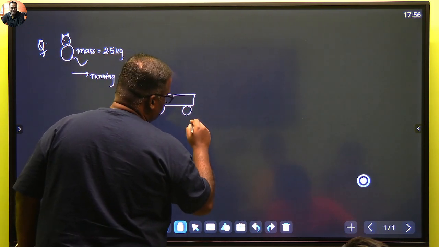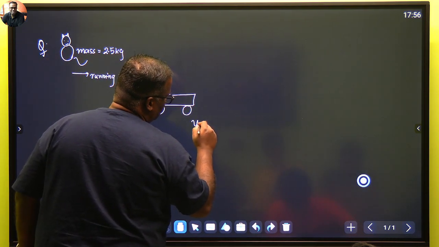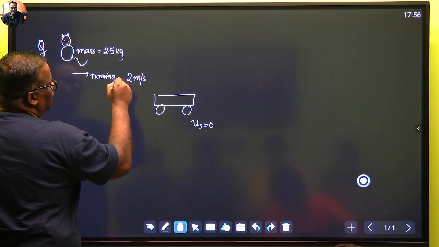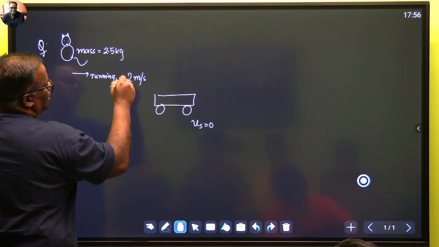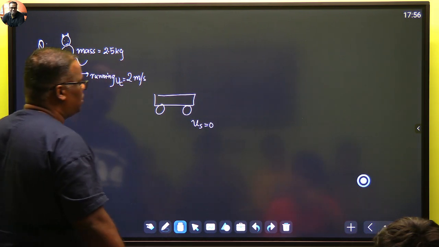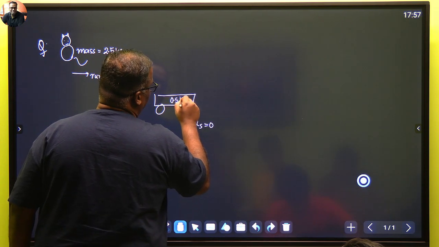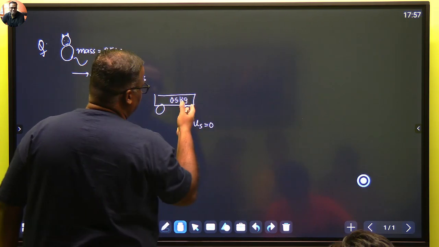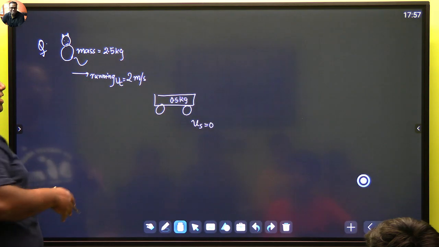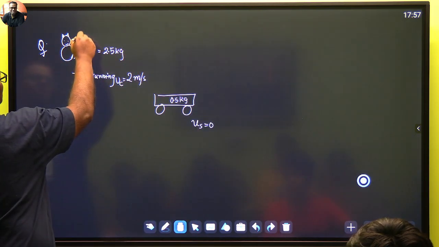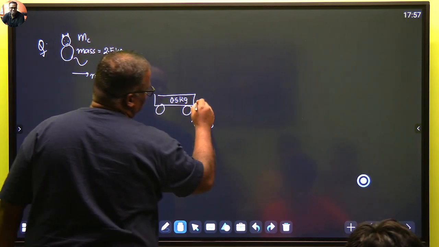So the initial velocity of the skateboard, say us, is equal to 0, and the initial velocity of the cat, that is uc, is equal to this. How much is the mass of the skateboard? This is 0.5 kg. So it should break actually. A 2.5 kg cat will sit on a half kg skateboard. Okay, hang on. This is the mass of the cat and this is the mass of the skateboard.